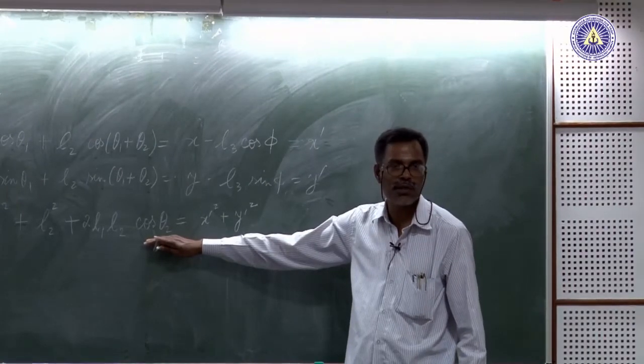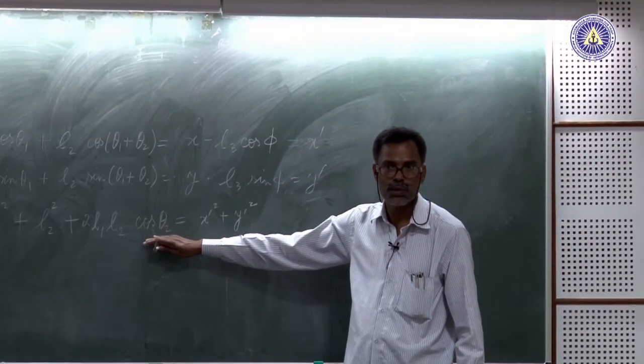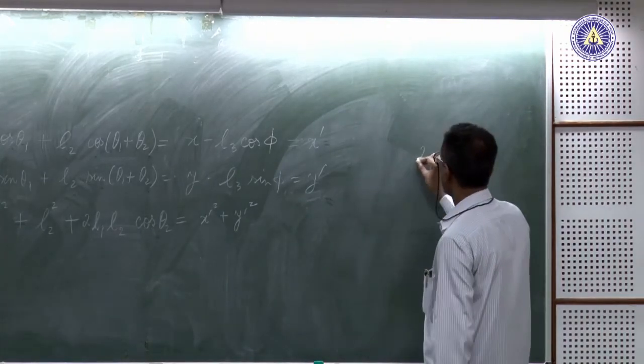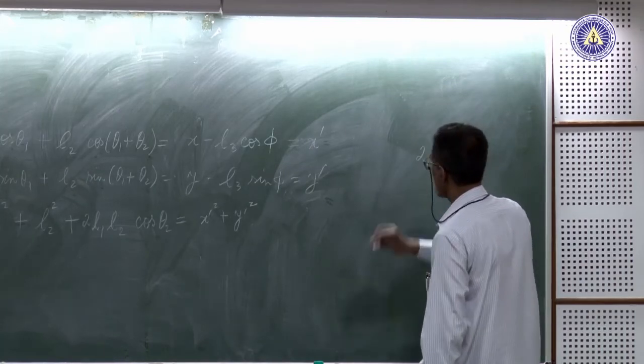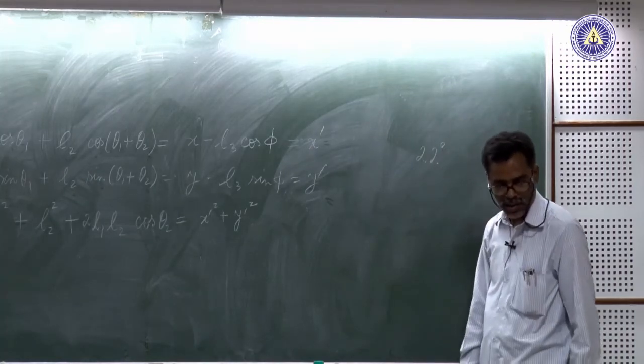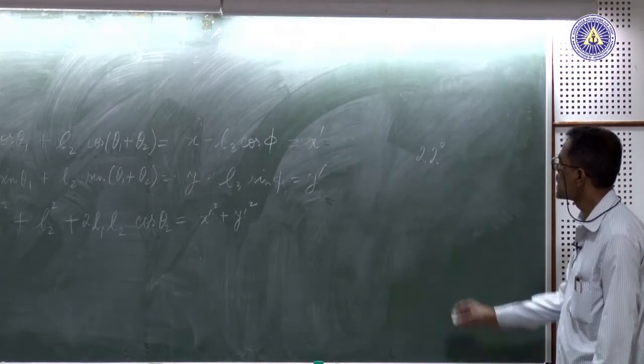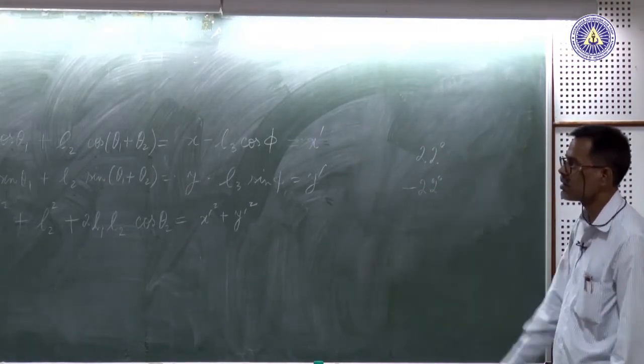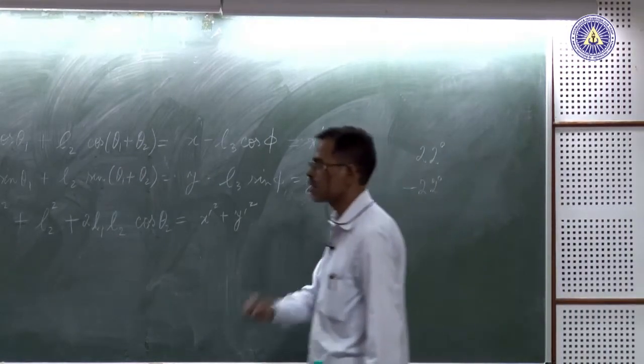How many values of theta 2 you will get? 2. Two possible values of theta 2 you will get, because if 22 degrees is a valid answer, then minus 22 degrees also will be a valid answer. That makes very good sense.